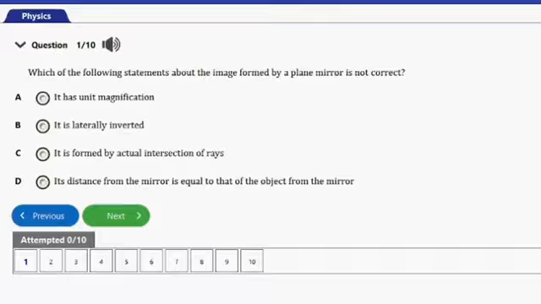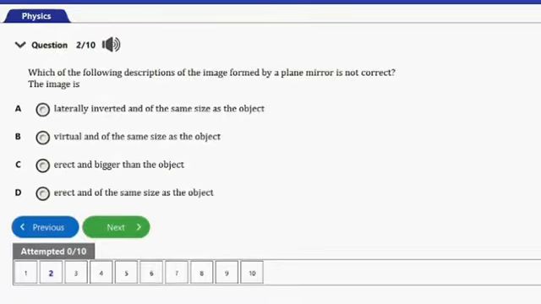So, let's go ahead and consider the next question, guys. That's question number 2 here. It says, which of the following descriptions of the image formed by a plane mirror is not correct? The image is A, laterally inverted and of the same size as the object. B, virtual and of the same size as the object. C, erect and bigger than the object. D, erect and of the same size as the object.